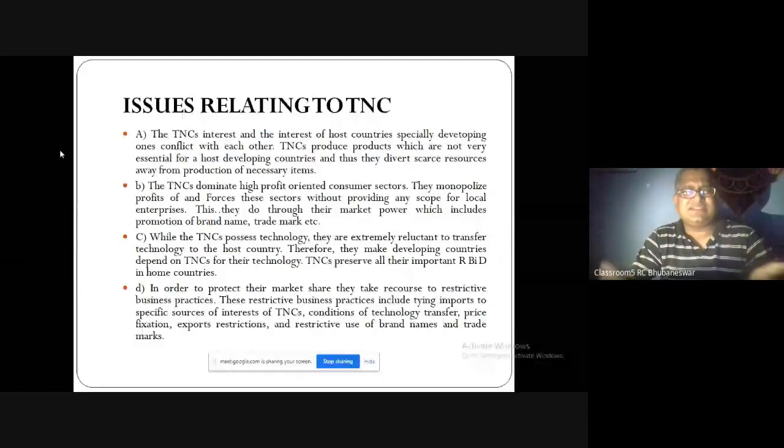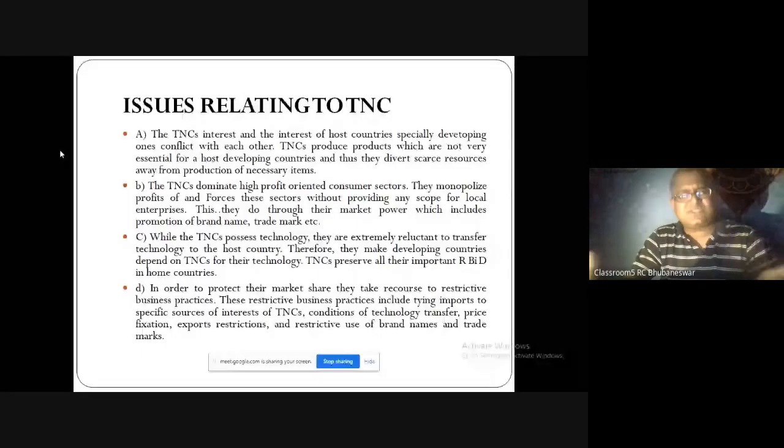Another one is that the TNC possesses technology to a great extent in the host country, but the investment in R&D is somehow a question mark, and not a positive note through which the TNC is successful. Another one is that it has protection of market share, or recourse to restrictive practices through which the TNC can condition a technology transfer.